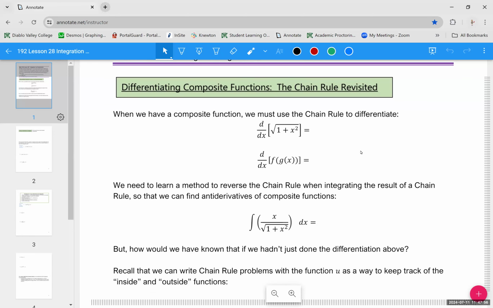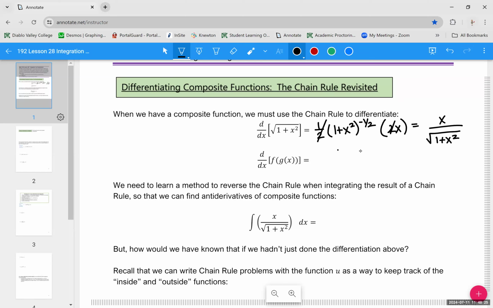Okay, so let's start by looking at this function here, the square root of 1 plus x squared. When we take its derivative, we will get 1/2 times 1 plus x squared to the negative 1/2, and then we'll multiply that by the derivative of the inside, which is 2x. We can simplify that a little bit, and we'll get x over the square root of 1 plus x squared.